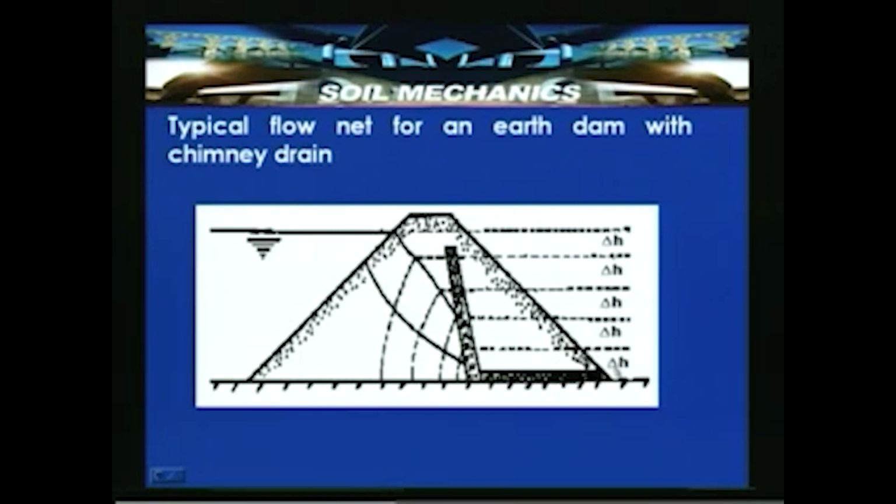In this case, for these lines 1, 2, 3, 4, 5, equipotential drops have been considered. So, ND will be equal to 5, and NF is approximated as, say, 2.5 or so. In that case we can approximate the ratio NF by ND, and then by knowing the material K and by knowing the H, we can again estimate the quantity of the seepage.